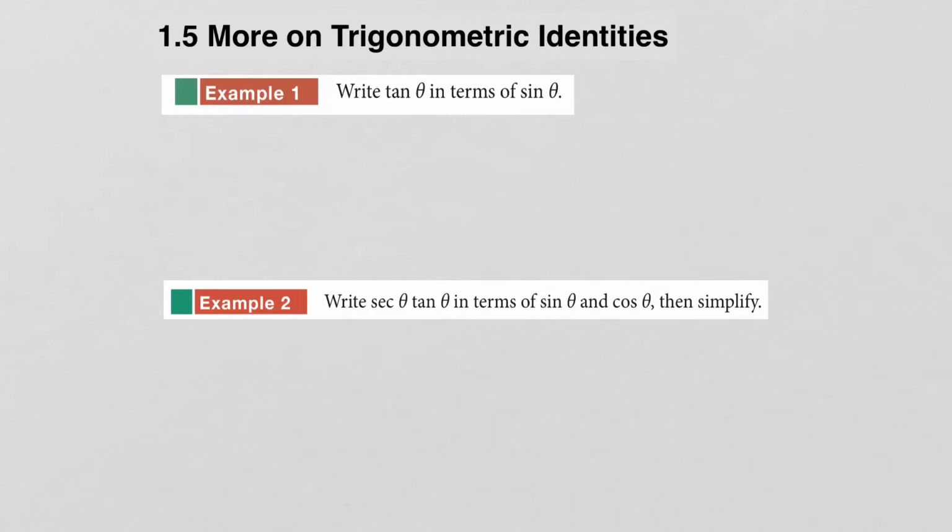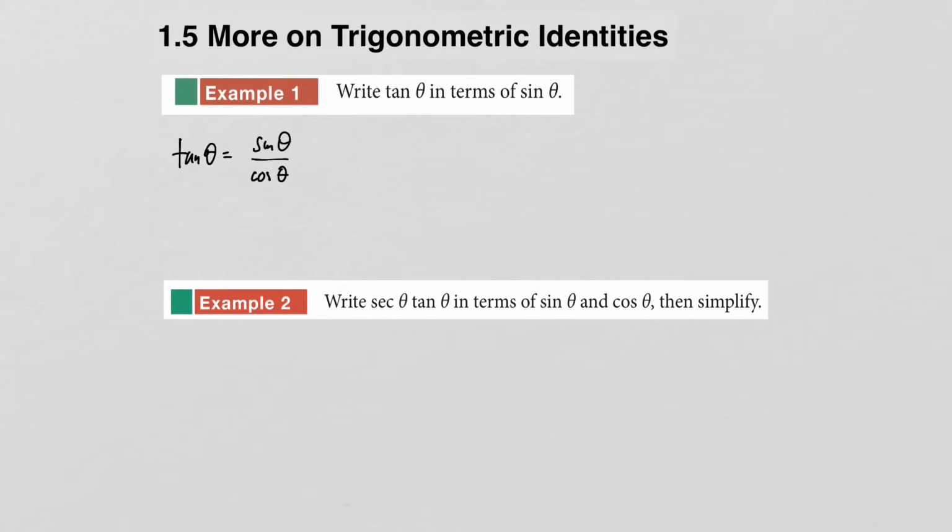In section 1.5, we look at some other things we can do with trigonometric identities. So in the first example, we are asked to write tangent of theta in terms of sine of theta. To do this, first let's remember that tangent of theta is equal to sine of theta divided by cosine of theta.